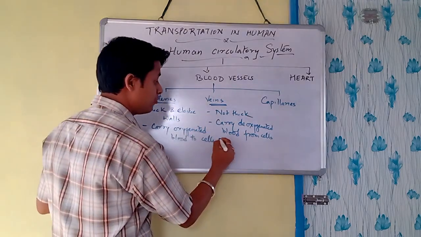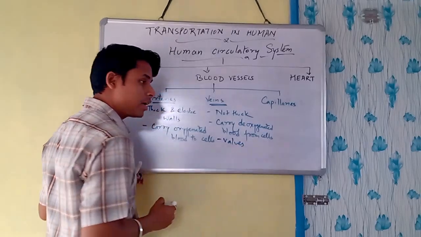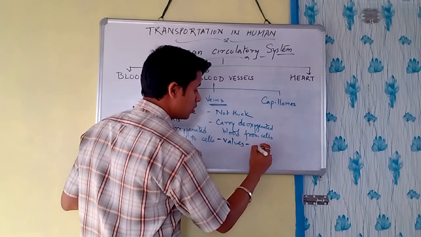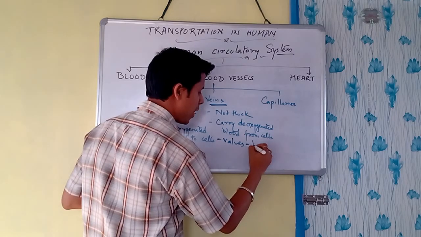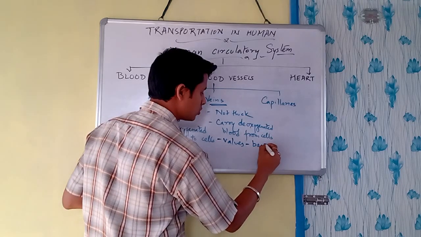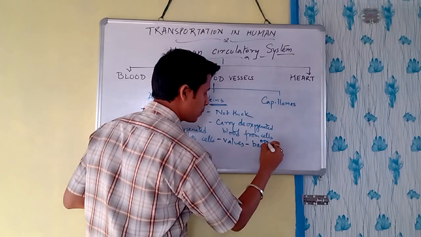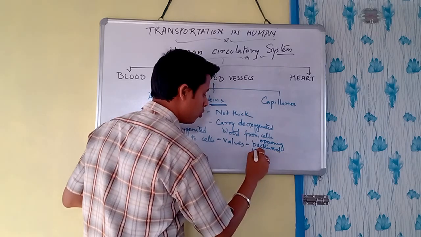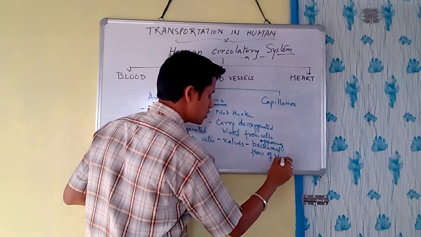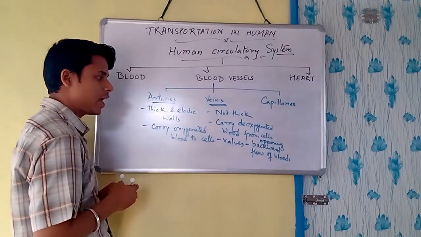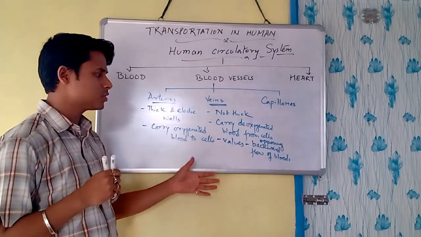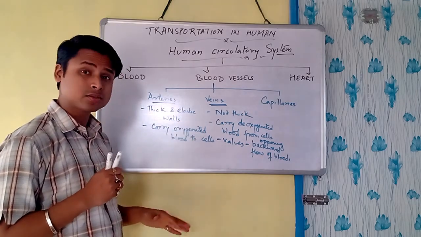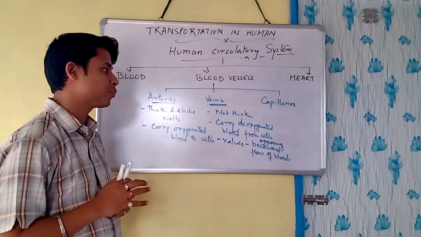But veins have valves. The valves help in stopping or opposing the backward flow of blood. That's why veins have valves, whereas in arteries valves are not present.